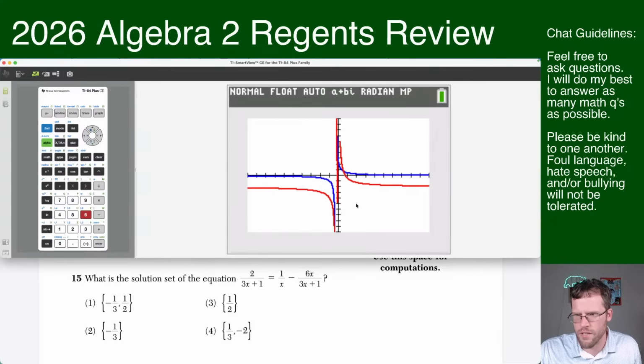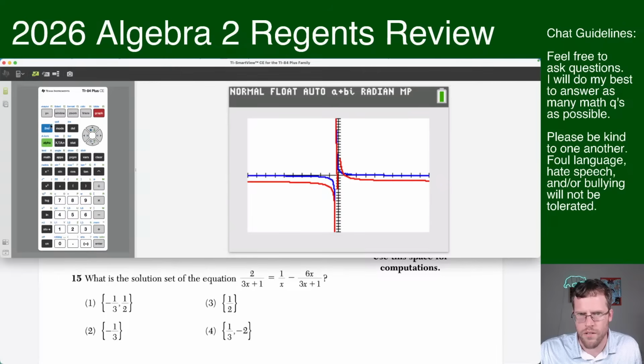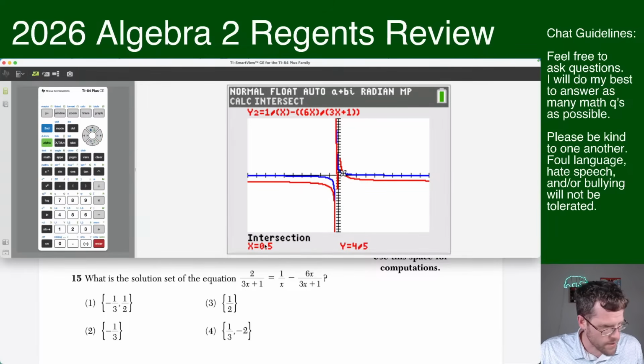And let's see. It looks like we have to check, do these graphs equal at -1/3, at 1/2? And if we look here, let me stretch this up here, I'll go -20 to +20, just so I could see more of this. Okay, so second trace 5 is where you find point of intersection. And I get nearby, see they're intersecting around here. Enter, enter, enter. And it looks like 1/2 has to be one of our answers.